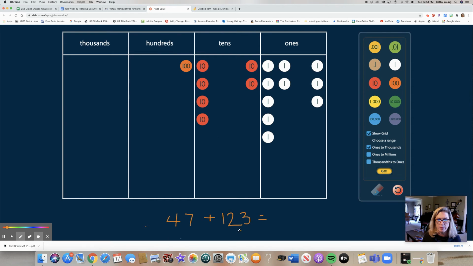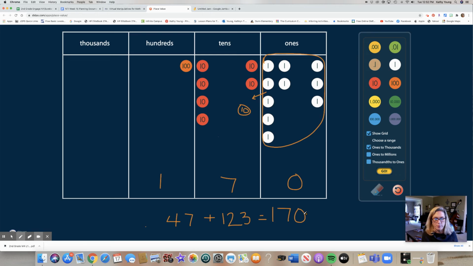So on 47 plus 123, if I start over here in my ones place, 7 plus 3 is 10. So I know I'm going to circle all of those discs and turn them into a 10. So now I have 0 left. I have 1, 2, 3, 4, 5, 6, 7. I don't need to bundle those, so I can make a 7, and my 100 stays the same. So I get 170. So let's look at those statements down at the bottom on page 2.